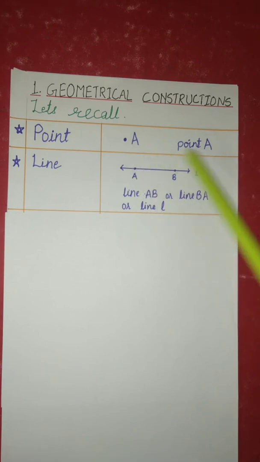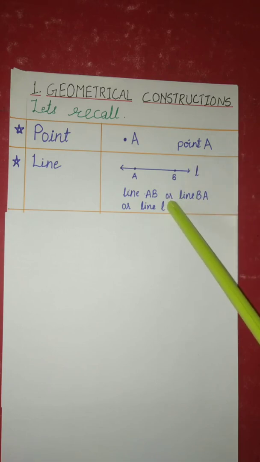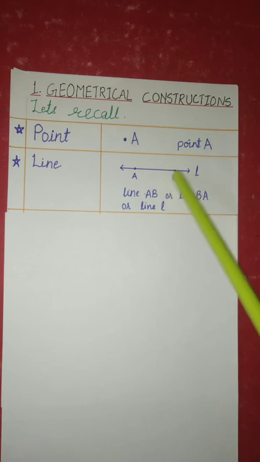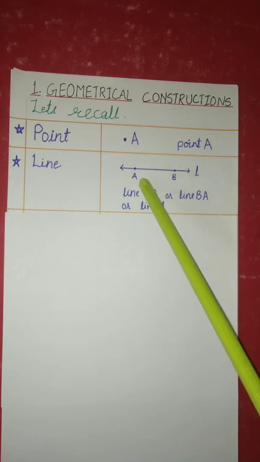The same line can be named using one small letter of the English alphabet which is written outside the line. It can also be called line L. Therefore, we get three different names for the same line: line AB, line BA and line L.